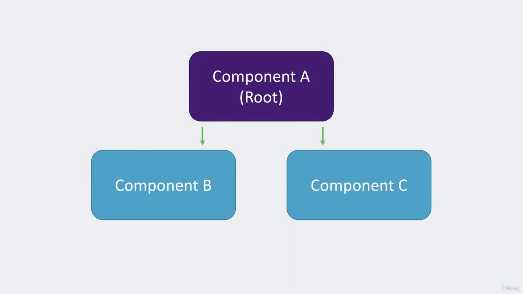Let's look at this diagram for a moment. We have three components. Component A is the parent component to component B and C. Component A is also known as the root component because it sits at the top of the hierarchy of components. Components B and C are not just children components to component A. They're considered sibling components to each other. This is because they sit on the same level in the hierarchy. Parents, children, and siblings are all terms you'll hear when discussing components in relation to each other.